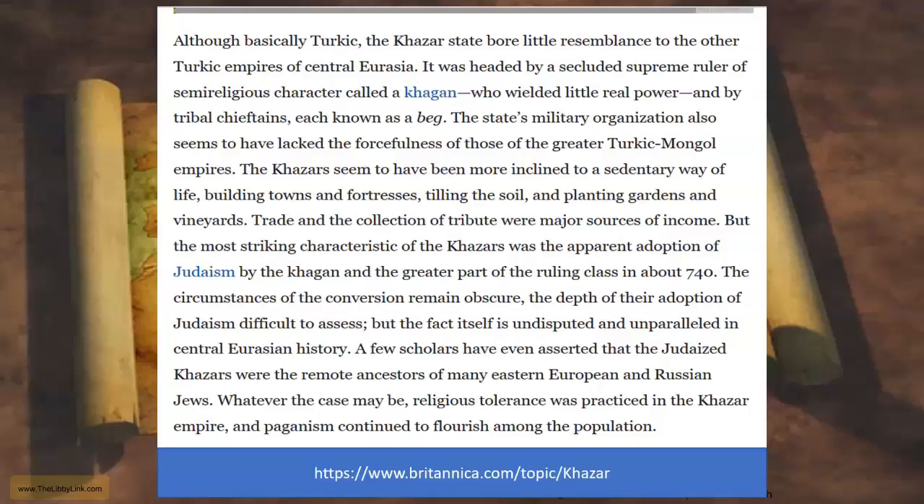The circumstances of the conversion remain obscure, the depth of their adoption of Judaism difficult to assess, but the fact itself is undisputed and unparalleled in Central Eurasian history. A few scholars have even asserted that the Judaized Khazars were the remote ancestors of many Eastern European and Russian Jews. Whatever the case may be, religious tolerance was practiced in the Khazar Empire, and paganism continued to flourish among the population.